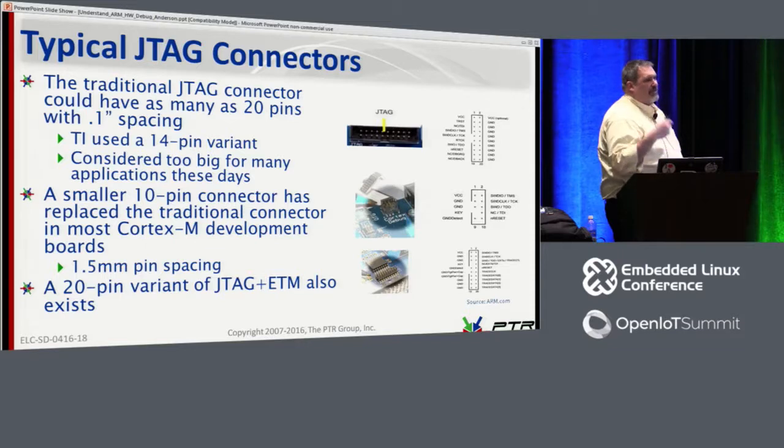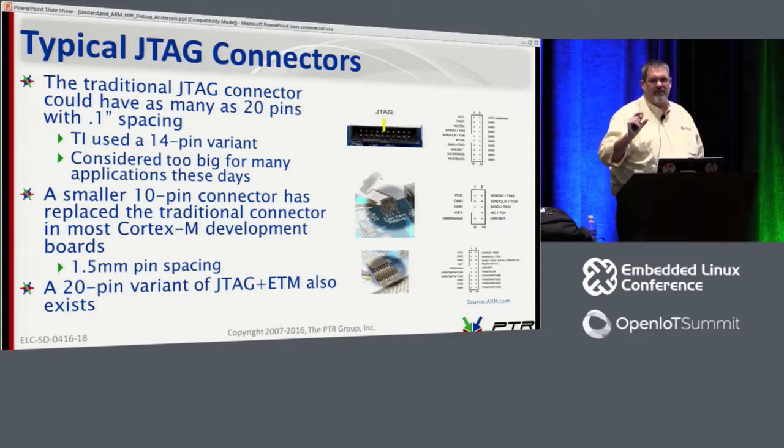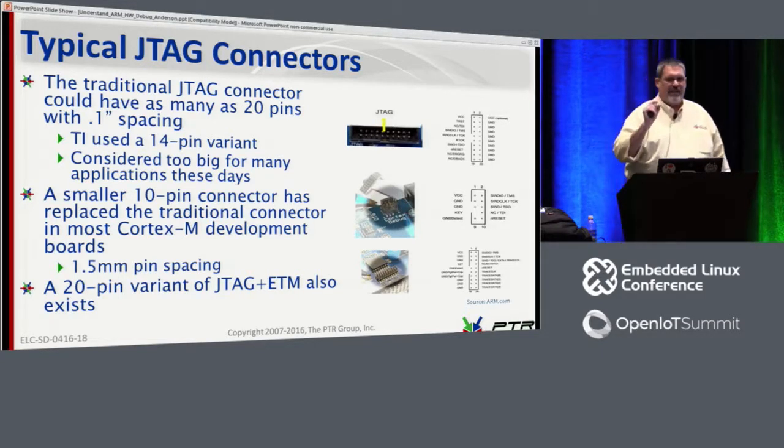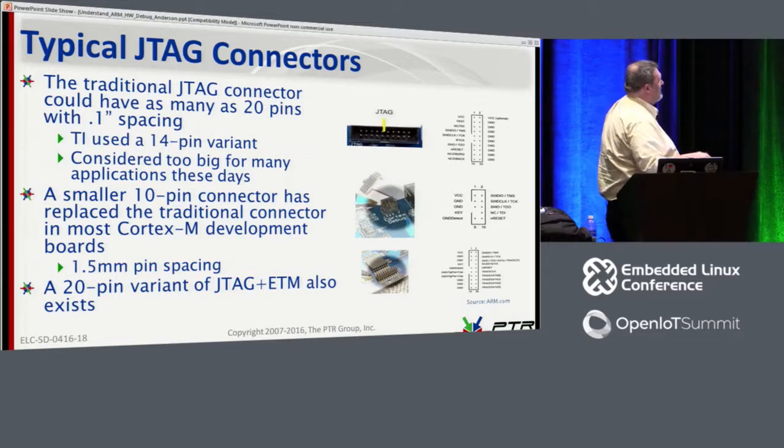So that means that if we want to debug on top of TI silicon, we have to get the 20-pin to 14-pin adapter. Then we have here, with the smaller Cortex processors, they introduced a 10-pin connector. What was felt was that this 20-pin 0.1 inch spacing was too big a connector. It took up too much physical real estate on the board. So they shrunk it down to a 10-pin connector that used 1.5 millimeter spacing. So it's teeny tiny. But that also means it's very easy to bend the pins.